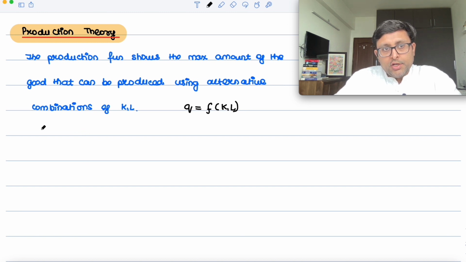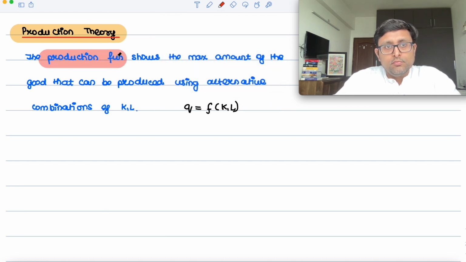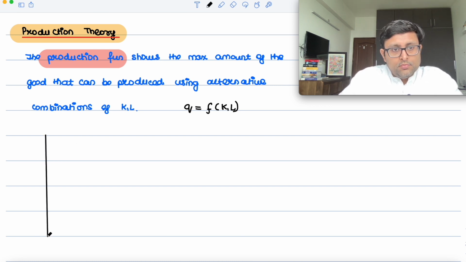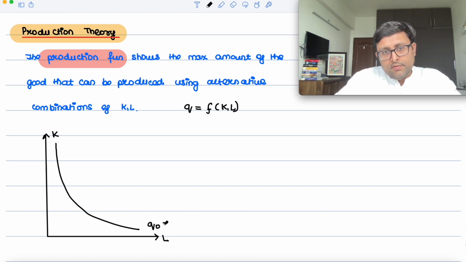Now, similar to the concept of production function is the concept of isoquant. So you have labor here, you have capital here. Now, if you want to produce a given amount of output, what are the alternative combinations of capital and labor you can have? So this Q naught is given. What are the different combinations of capital and labor which can produce this level of Q naught?